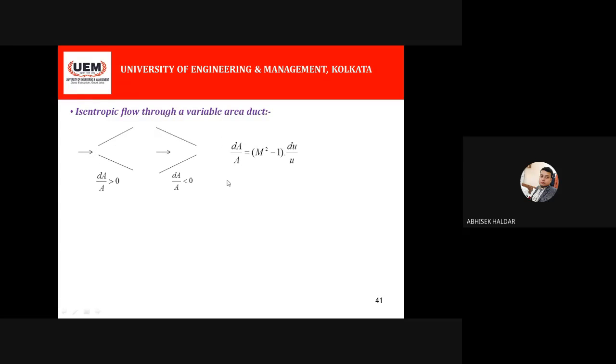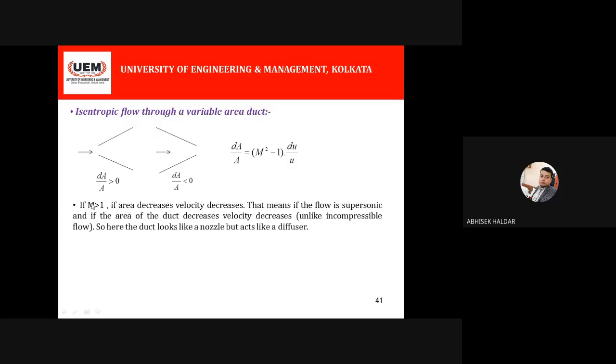This is the equation I always have to see, that I have derived: dA by A equals M square minus 1 into du by u. I have to take a bit of help from this equation, that's why I have mentioned it in this slide also. So now see, if Mach number is greater than 1, my flow is supersonic flow. Parallelly you have to think about the mathematics also. If Mach number is greater than 1, here you see in this equation, M square is there, Mach number greater than 1.